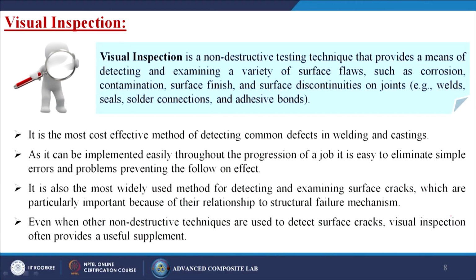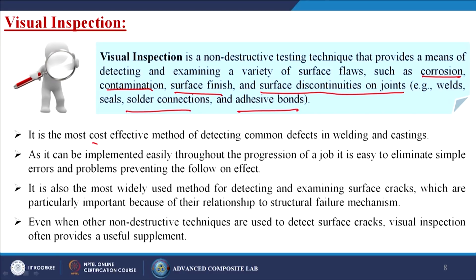Generally, visual inspection is a non-destructive testing technique that provides a means of detecting and examining a variety of surface flaws such as corrosion, contamination, surface finish and surface discontinuities on joints like welds, seals, solder connections and adhesive bonds.